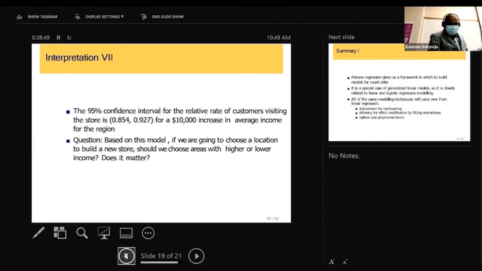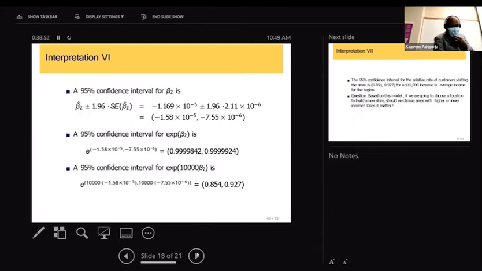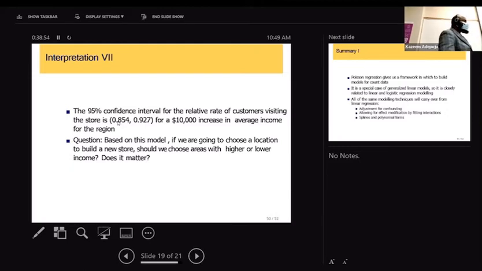Now, if you want to interpret this, the interpretation is here: the 95% confidence interval for the relative rate of customers visiting the store is between that and that for a 10,000 increase in average income for the region. Let me tell you, we don't like working with the point estimate alone because the point estimate could be wrong or right. That is one of the reasons why, to be on the safer side, we normally construct a confidence interval. And the confidence interval can also do the job of hypothesis testing. I told you the other time, right?